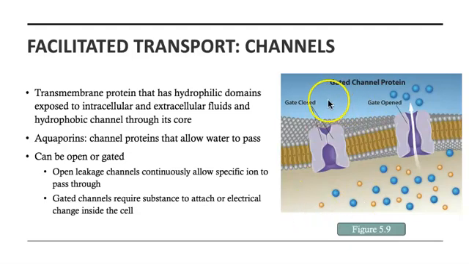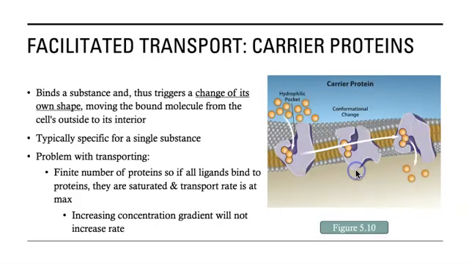And then other times they can be gated. So we can require either a substance to attach to the side via a receptor, or there might be some type of electrical change inside of the cell. Because it's usually more negative, it might become more positive, and that would trigger the gate to open, allowing certain substances to pass through. So we're going to talk more about that in the nervous system chapter.